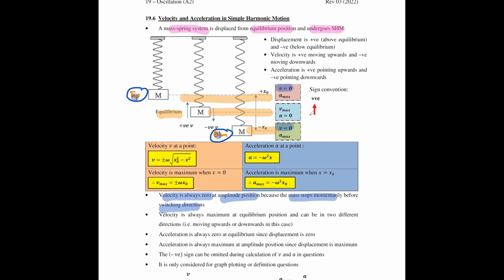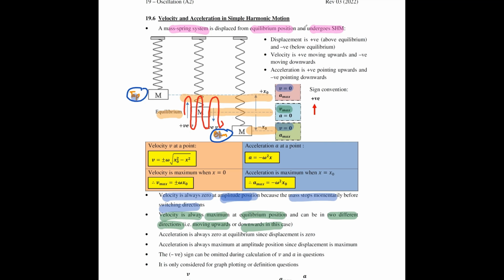So if you are going to have velocity being zero at the top and bottom position or at amplitude position, where would your velocity be maximum then? Your velocity would be maximum at equilibrium position. This is where your velocity is always going to be maximum. And bear in mind that when the velocity is maximum at equilibrium position, it can be in two different directions. In your case, for the mass spring system, you could have a maximum velocity upwards or maximum velocity downwards, because if you look at how your mass moves, it goes up and down, up and down, up and down, right?